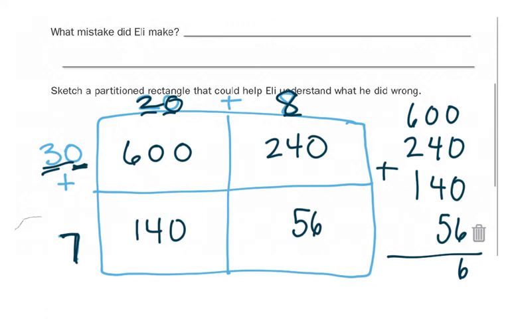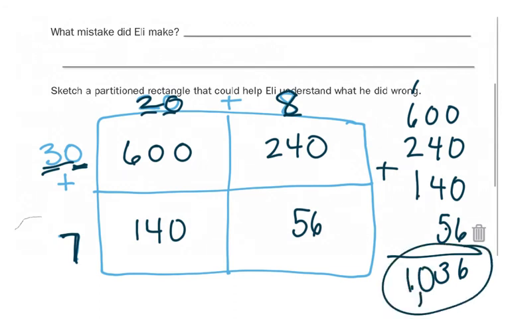4 plus 4 is 8. 8 plus 5 is 13. 1 plus 6 is 7. Plus 2 is 9. Plus 1, 1,036.